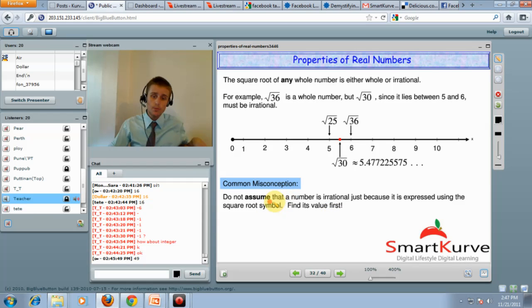Do not assume that a number is irrational just because it is expressed using the square root symbol. You need to find its value first, because, as we see, certain roots are whole numbers. So if you assume that every number you see that's a root is going to be irrational, you will miss all of the ones that are not.